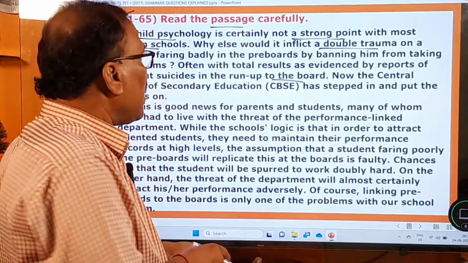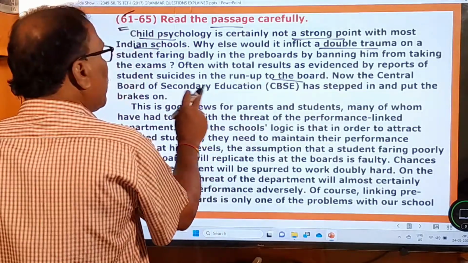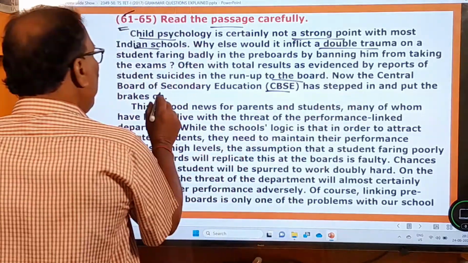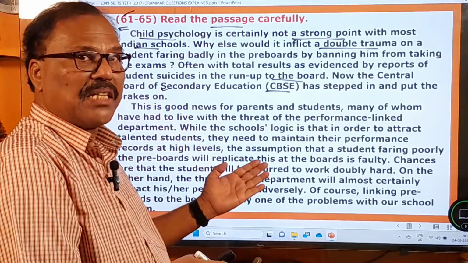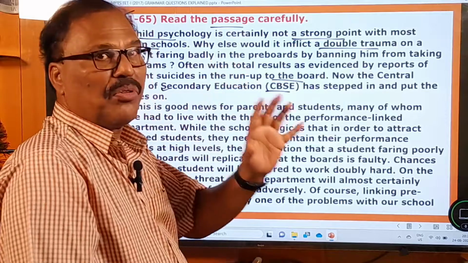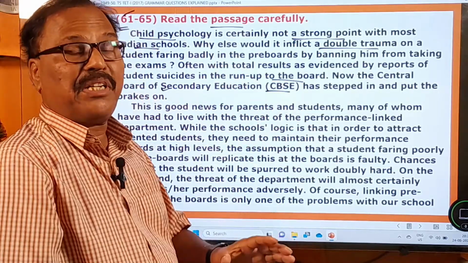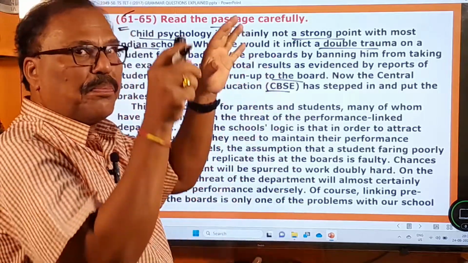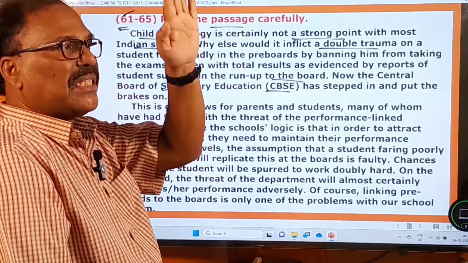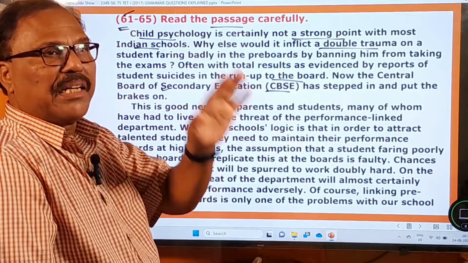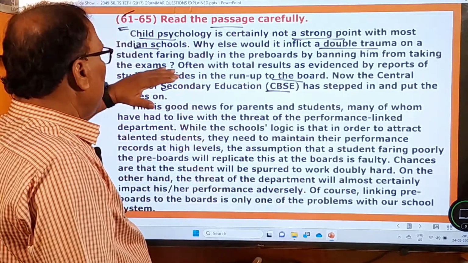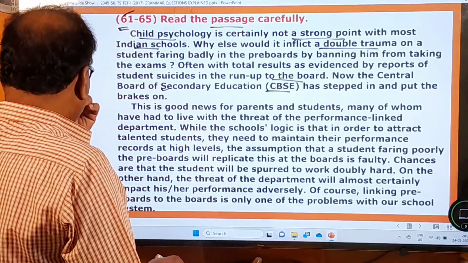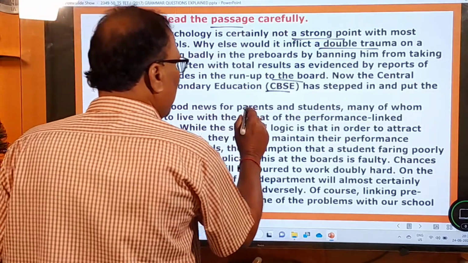That's the problem. So that's why, now the Central Board of Secondary Education, CBSE, very well, has stepped in and put the brakes on. That's good. So this issue has come to the notice of the CBSE, and it has immediately taken up this issue as an important issue, and it has put brakes on that. Brakes on that means it has stopped that tradition of not sending the children to the final examinations or board exams, right? And this is good news for parents and students.